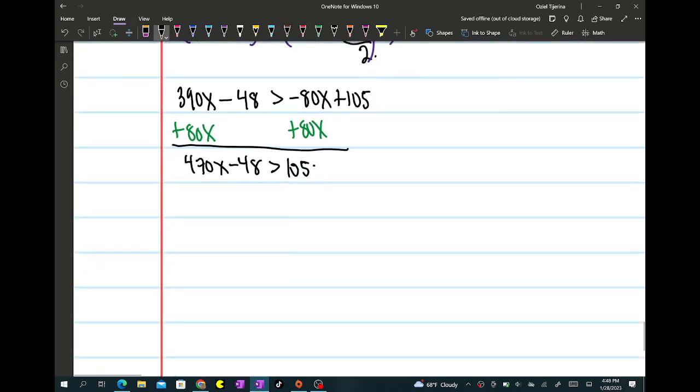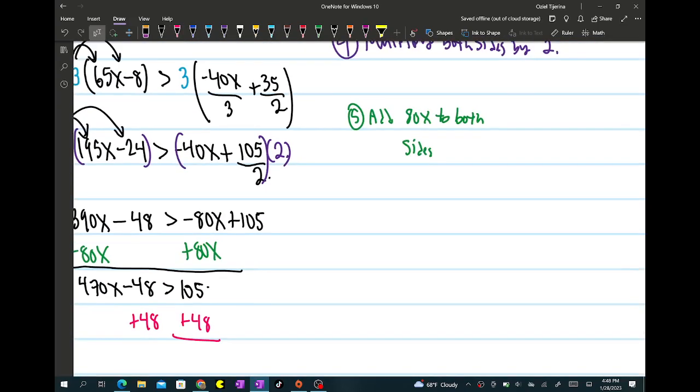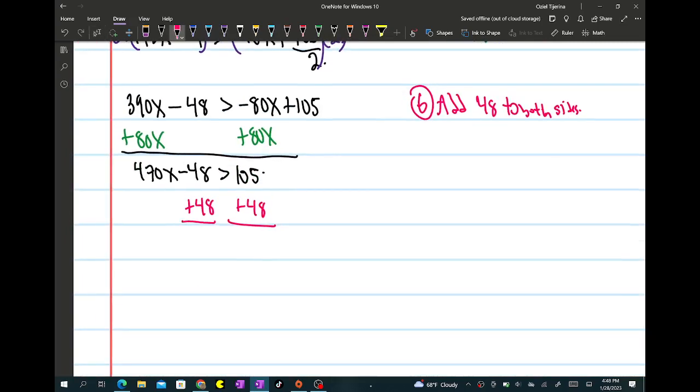And now we're going to go ahead and add 48 to both sides. So that's the other step. So number 6, add 48 to both sides. So then this cancels out. We get 470x is greater than 153.